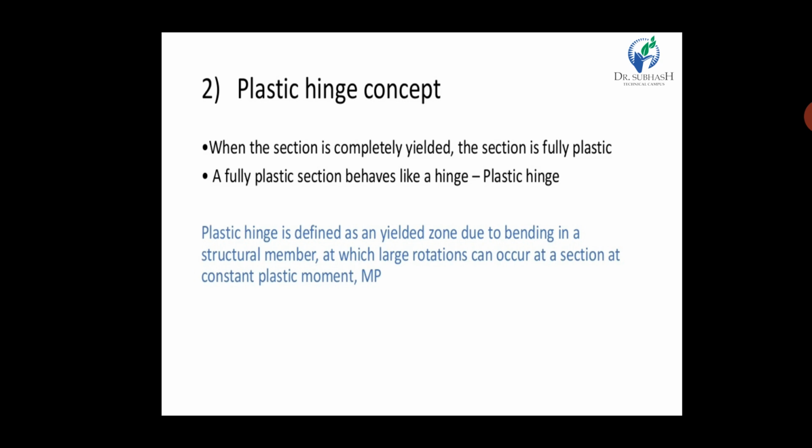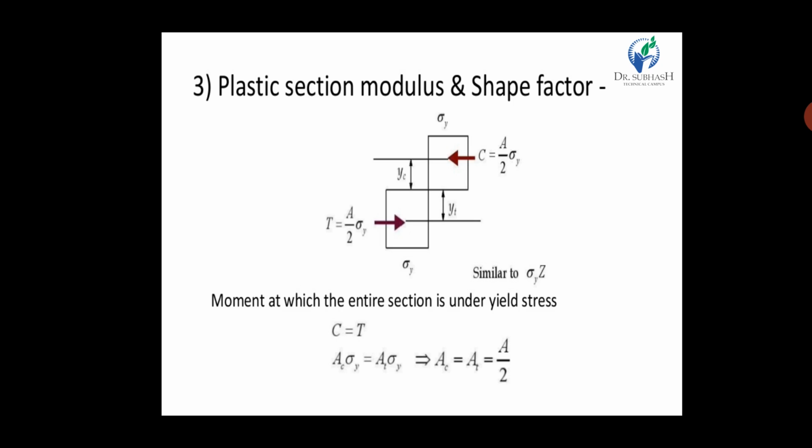So we all know that a plastic hinge is defined as a yielding zone due to bending in a structural member in which large rotation can occur at a section at constant plastic moment Mp. So the corresponding bending moment is called the fully plastic moment Mp and is denoted by Fy into Zp. Now, plastic section modulus and shape factor.